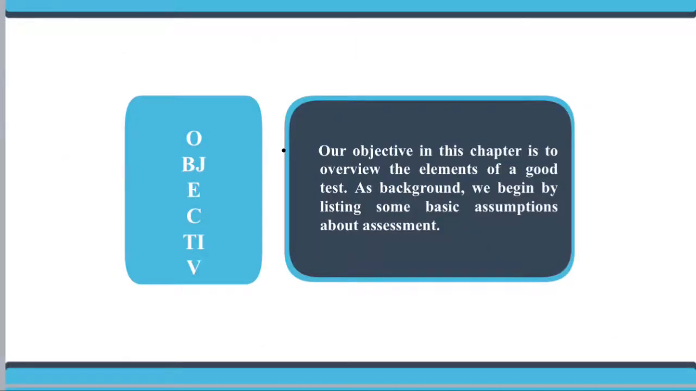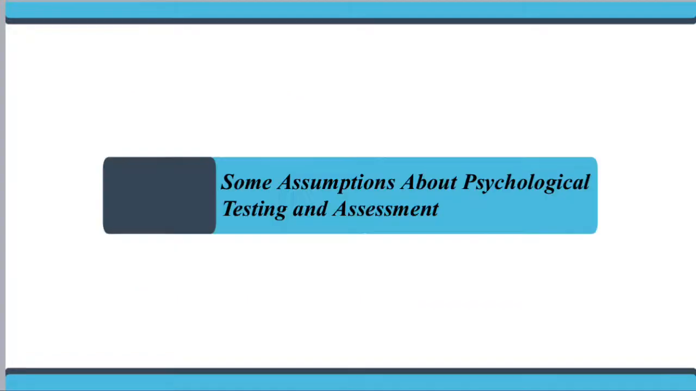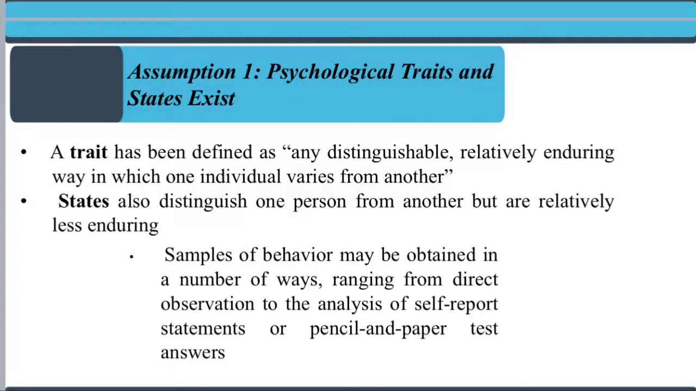So, the objective in this chapter is to overview the elements of a good test. And as a background, we begin by listing some basic assumptions about assessment. Some assumptions about psychological testing and assessment. So first, let's go to the first assumption. Assumption 1: Psychological traits and states exist.